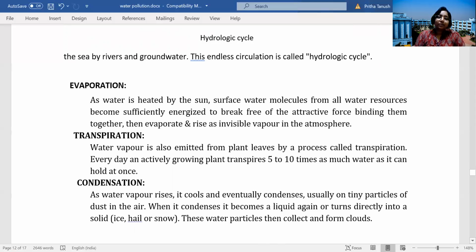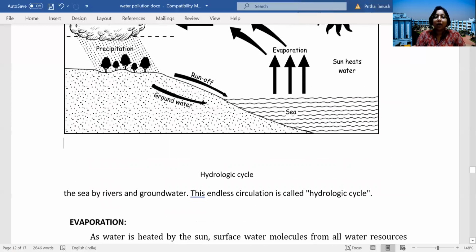Transpiration, what I told, is water vapor emitted from the plant's leaves by the stomata. Then condensation. As water vapor rises, it cools and eventually condenses, usually on tiny particles of dust in the air. When it condenses, it becomes a liquid again, and turns directly into solid. These water particles then collect and form clouds. So after condensation, we get cloud formation.